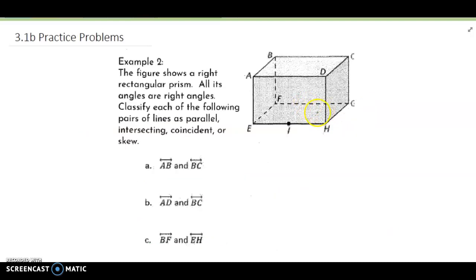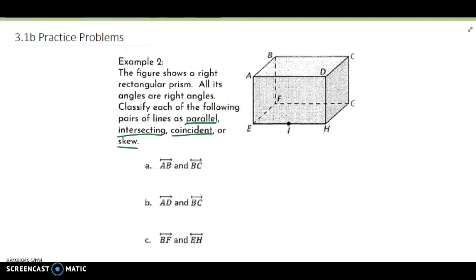All right, guys, let's look at example 2 now. Here we have this right rectangular prism. It looks like a box. And the directions tell us to classify each pair of the lines as either parallel, intersecting, coincident, or skew. In order to classify them, you have to know what each one of these is.